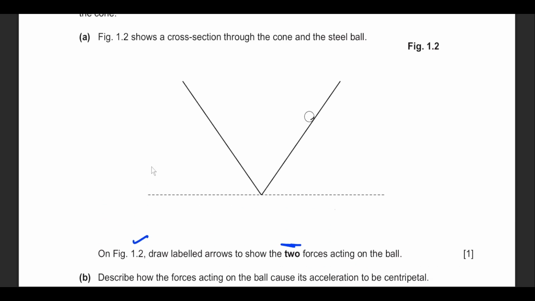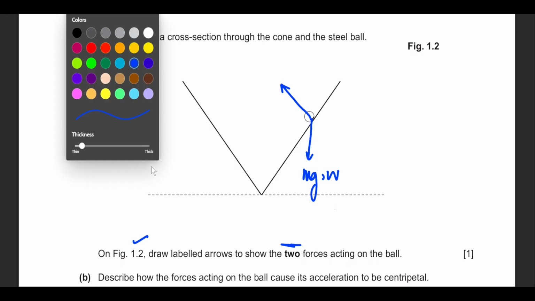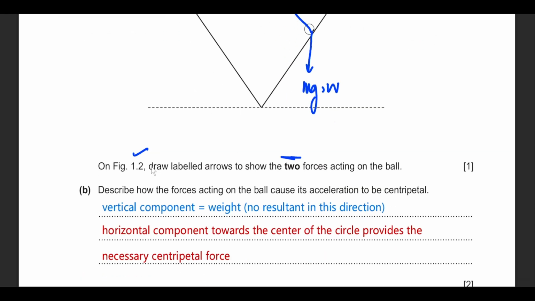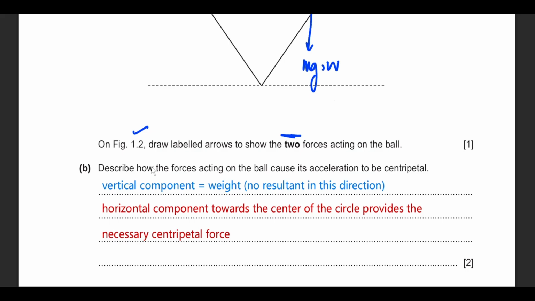Now the first force is very obvious and evident, the weight, which is going to be downwards, labeled mg, or you can simply label it as W. The next force is the normal reaction, which will be at a 90-degree angle from the surface, which we always draw like this, and I'm going to remove this for understanding. This is the normal reaction. Now it says draw the arrows for the two forces.